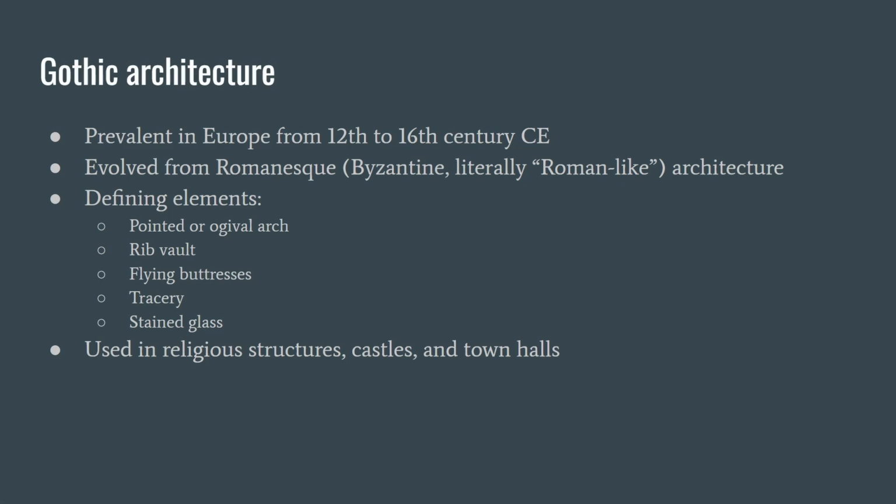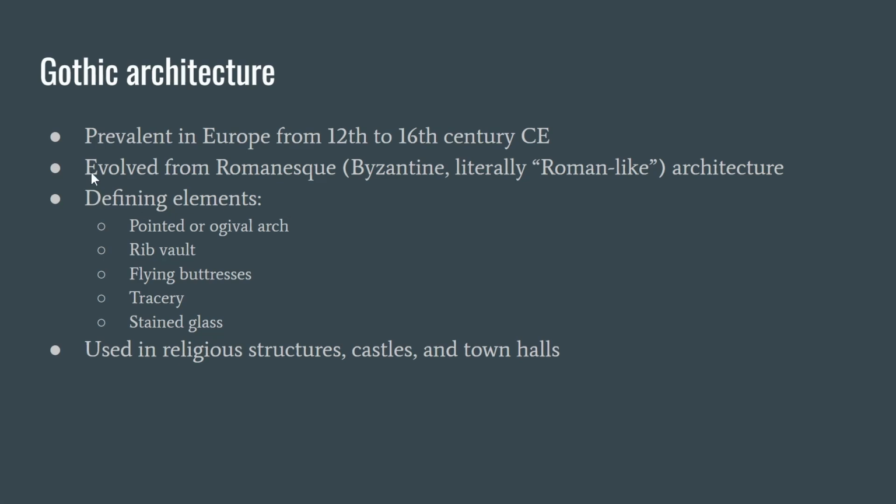Okay, and Gothic architecture evolved from Romanesque. We're not going to talk about Romanesque architecture in this class because it didn't really last that long, but Romanesque came before Gothic, and it literally means Roman-like architecture. This existed in the Byzantine Empire and most of Europe as well.